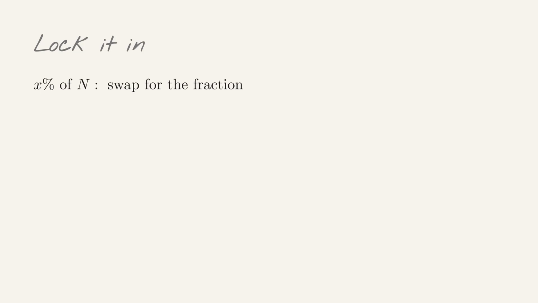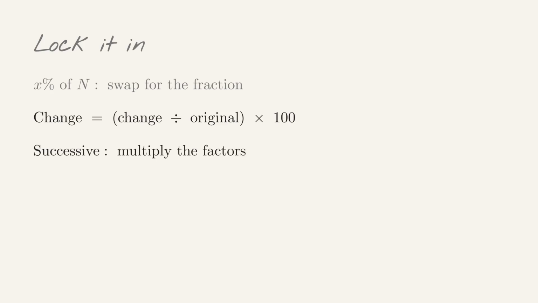Swap percentages for fractions to find them fast. For change, divide by the original. For successive change, multiply the factors. And to go backwards, divide. Name the type first, and percentage questions stop fighting back.